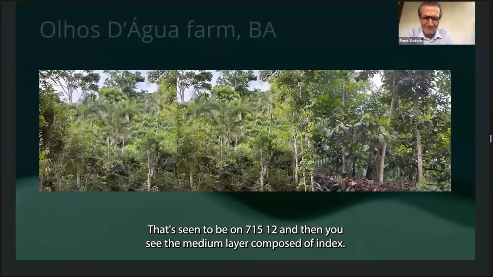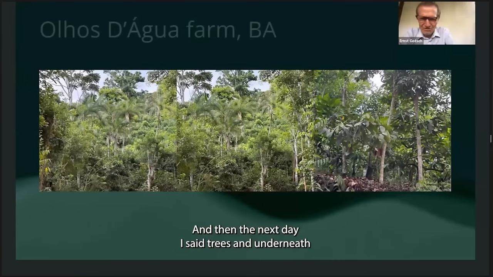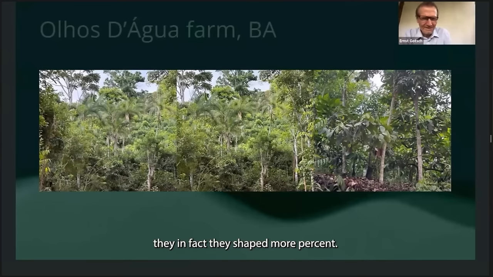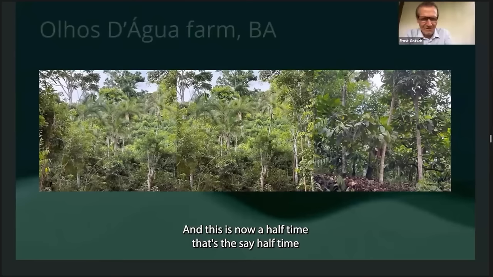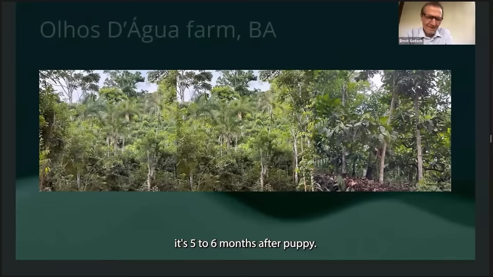Then you see the medium layer composed of palm trees and some fruit trees, and the next layer is topped trees. Underneath, on the soil, you see only on the very right side the soil; the rest are cocoa trees. In fact, they shade more of the soil than the neighbors' monoculture cocoa trees. This is half time, 5 to 6 months after topping. If we would look at the plantation just before topping, it's different. Then we will have a medium and higher layer of 140% shade.